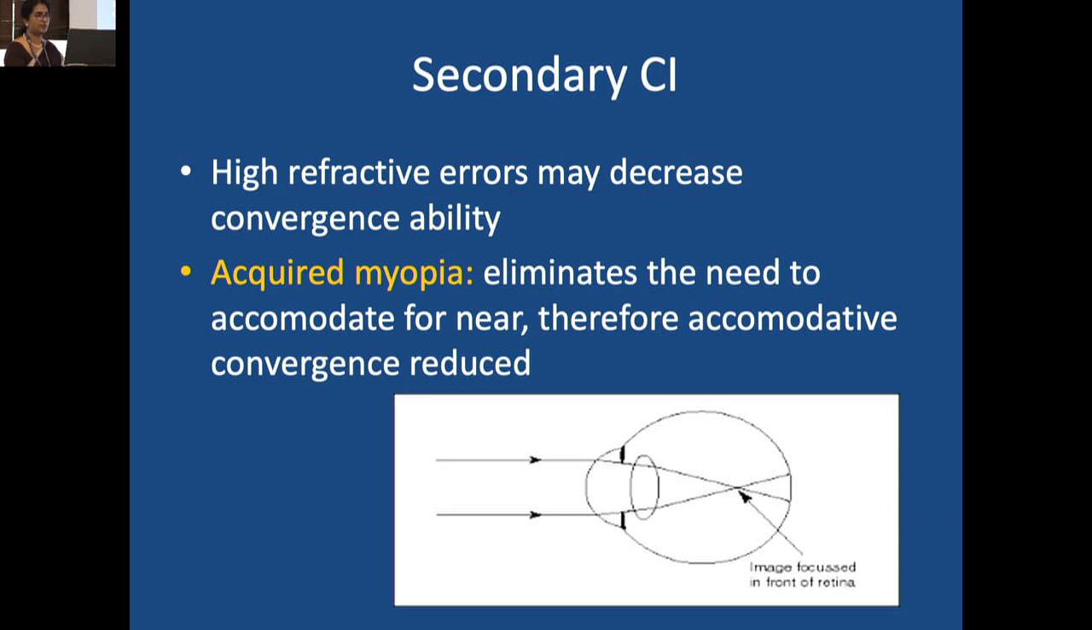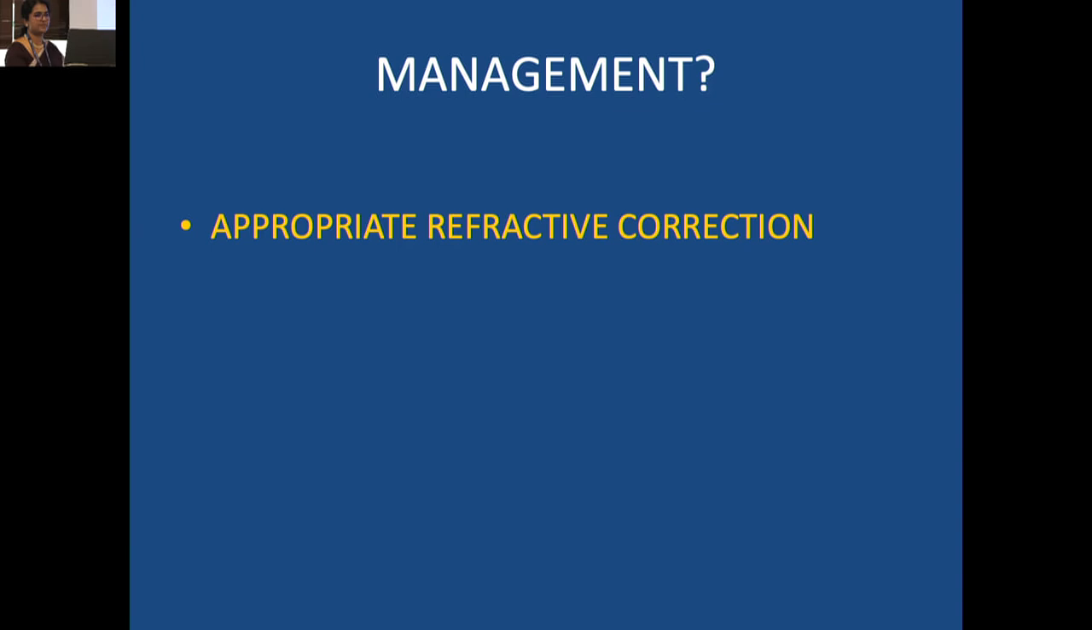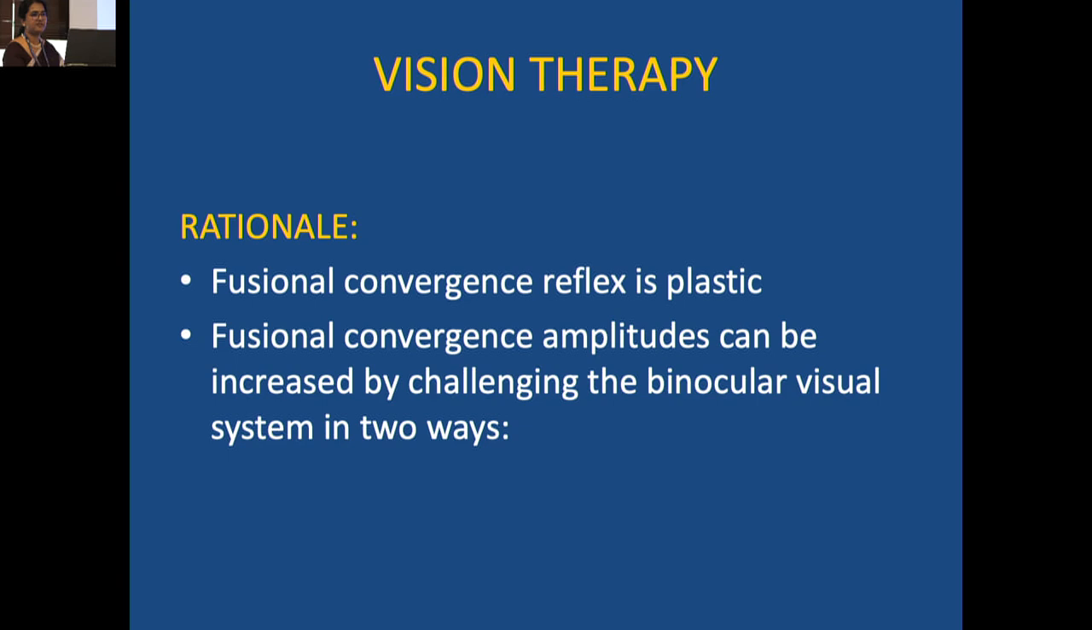So therefore accommodative convergence is reduced. So how to manage convergence insufficiency? First and foremost, we do an appropriate refractive correction. And the next thing is vision therapy. The rationale behind the whole thing is that there are different components of convergence, out of which the fusional convergence reflex is plastic, which means fusional convergence amplitudes can be increased.